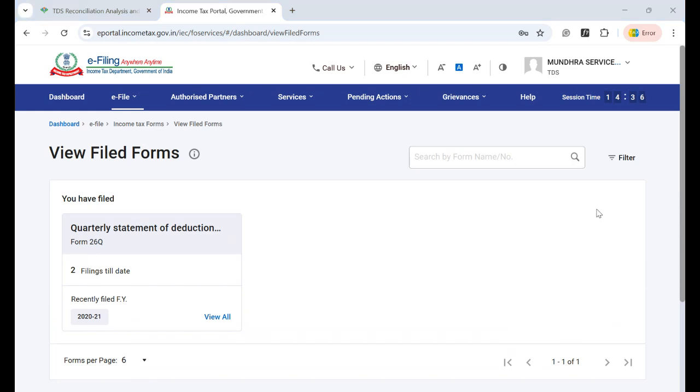Is it clear to all? Is it clear to all? Any question, any query from this part?